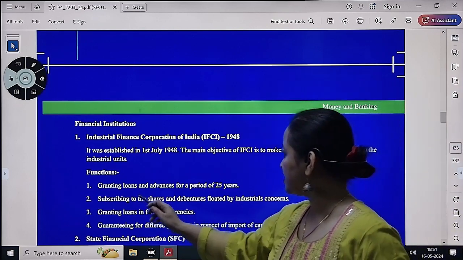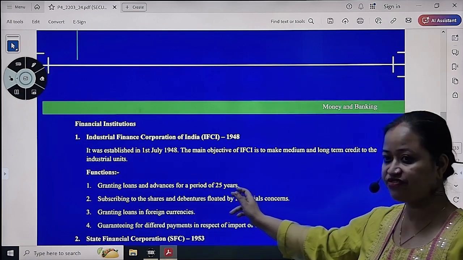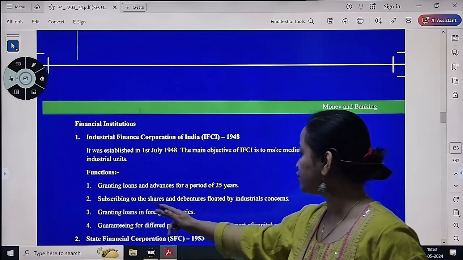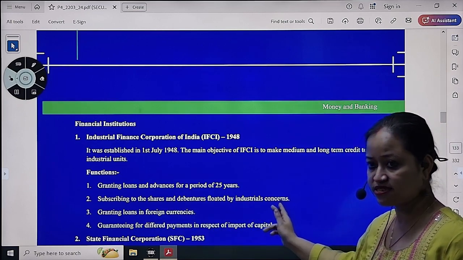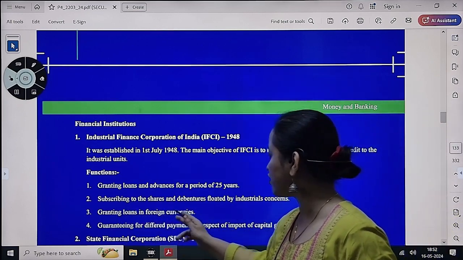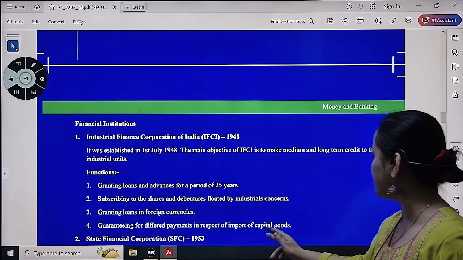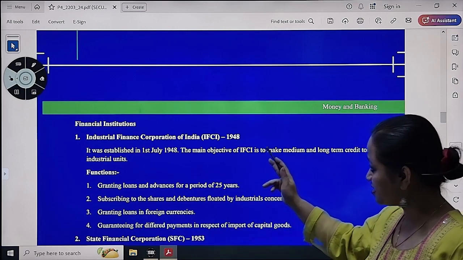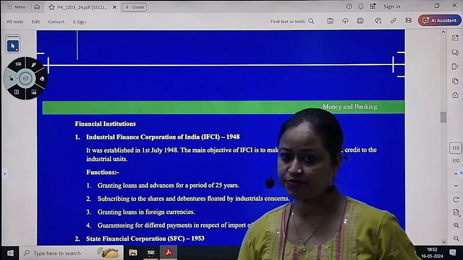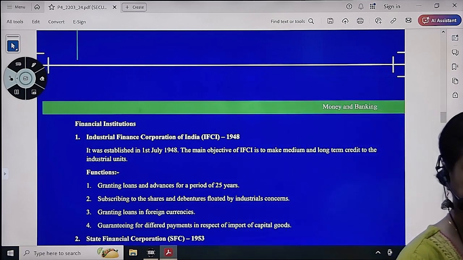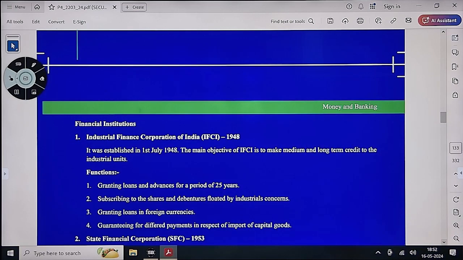They are providing loans for a period of 25 years, subscribing to the shares and debentures floated by industrial concerns. Then they are granting loans in foreign currencies, and guaranteeing deferred payment in respect of import of capital goods. So these are the functions of IFCI. IFCI mainly deals with industrial units who want to take a huge amount of loan, and it was established in the year 1948.